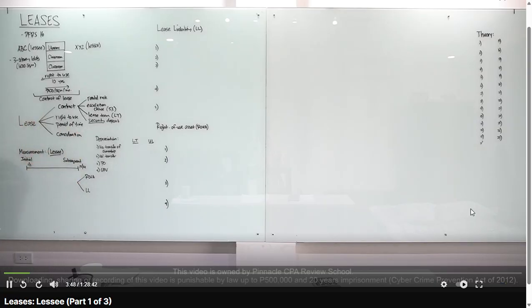Now, let's go to measurement. We'll divide our discussion into 2 parts: the point of view of the lessee and the point of view of the lessor. Let's start with the lessee. Okay? So we have initial and subsequent measurement.